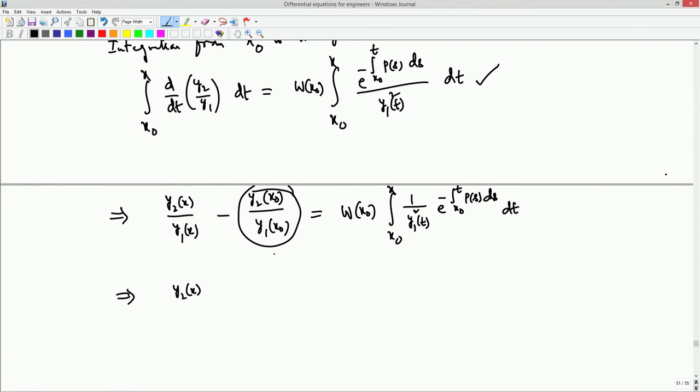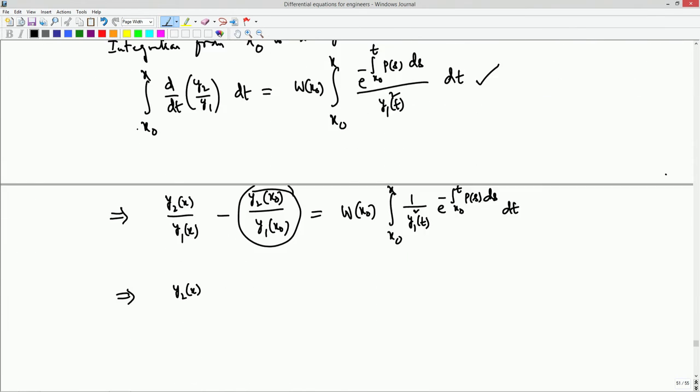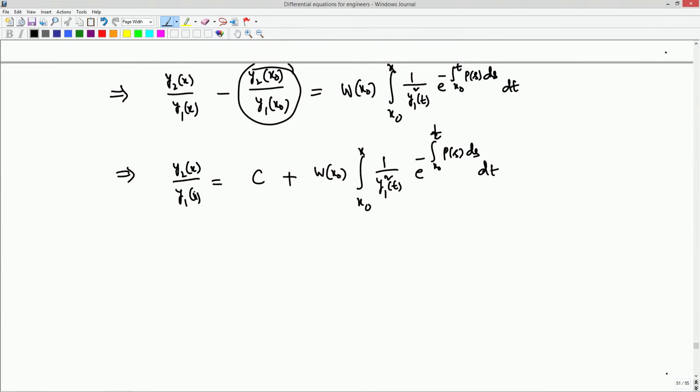Okay. So, you can take it as a constant because you are solving the differential equation for y2 by y1. So, y2 by y1 at some point is an arbitrary constant. So, this will be equal to y2 by y1 of x equal to some constant, I take it c, plus w at x naught into, as it is, x naught to x 1 by y1 square of t e power minus integral x naught to t p s ds into dt. So, if I multiply both sides by y1, I take it to the other side, this will be c times y1 of x. So, that means w at x naught into this is a constant times y1 x.